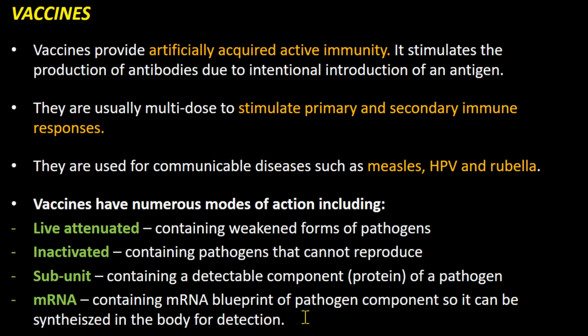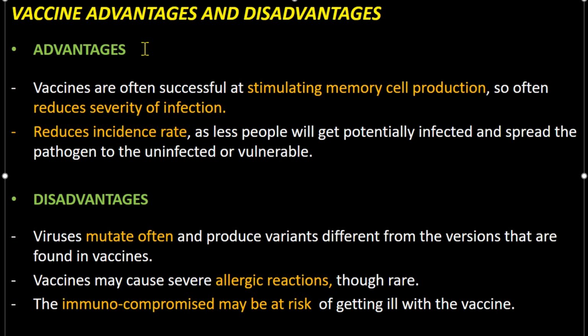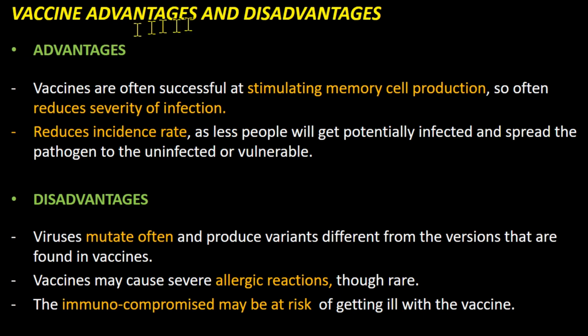For example, the Pfizer vaccine is like this, so it can be synthesized in the body for detection. So there are always certain advantages and disadvantages of using vaccines. The advantages are that vaccines are often successful at stimulating memory cell production. So it often reduces the severity of infection.